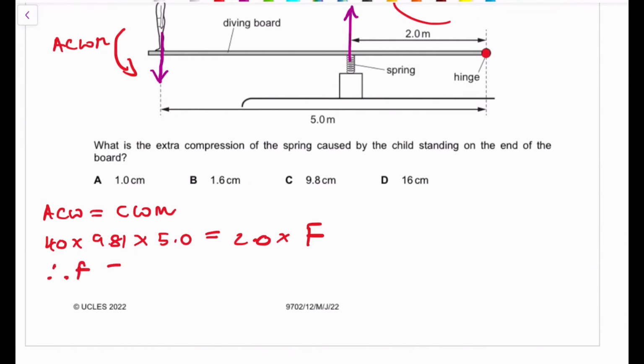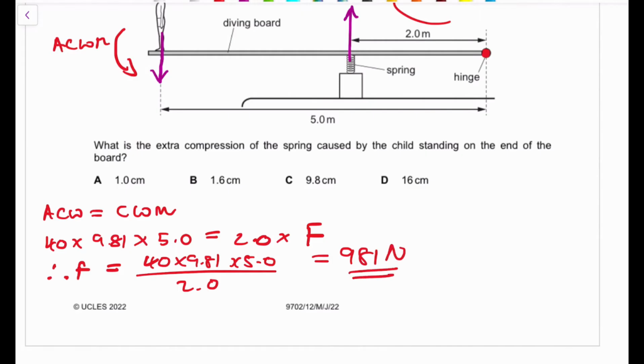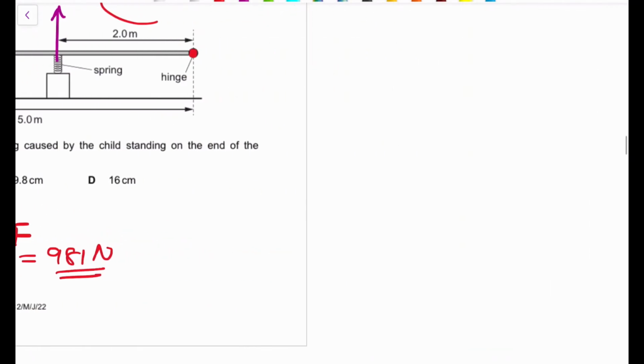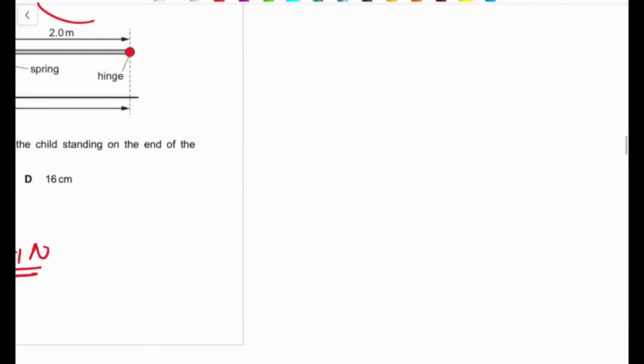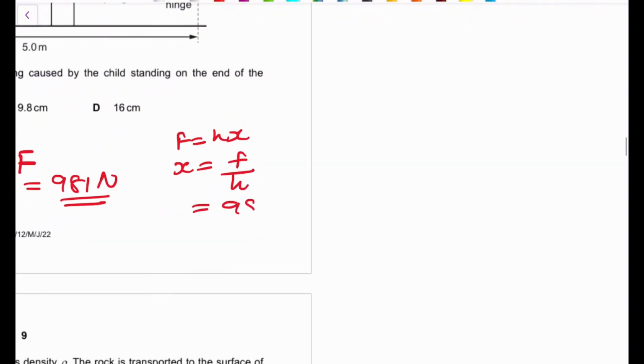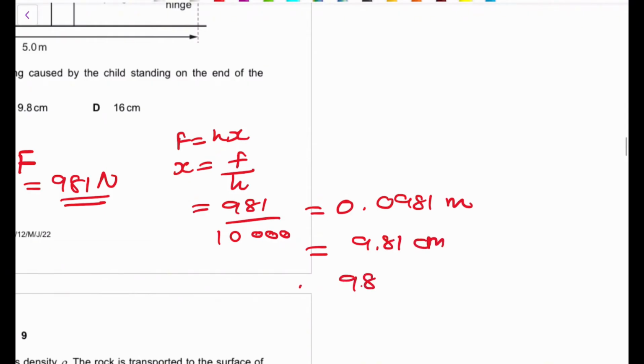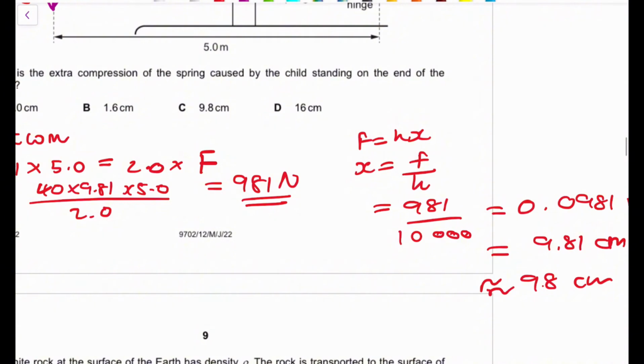Therefore, the value of force F would be 40 times 9.81 times 5.0 divided by 2.0, which is 981 newtons. According to Hooke's law, F is equal to kx, so x is equal to F divided by k. That's 981 divided by 10,000, which is 0.0981 meters. That's about 9.81 centimeters, approximately 9.8 centimeters. So the answer is C.